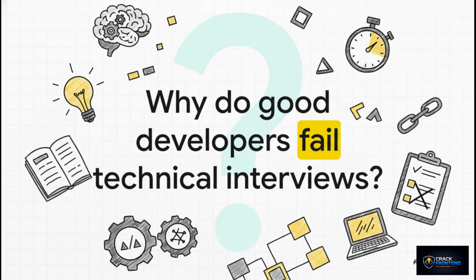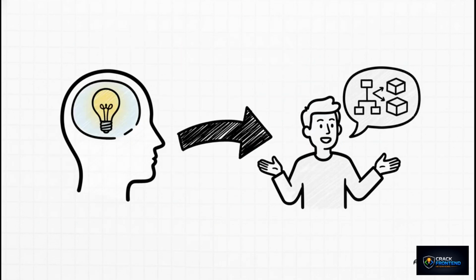So let's start with a question I think we've all asked ourselves at some point. Why do really smart, capable developers, people who know their stuff, sometimes completely bomb a technical interview? You've built the apps, you've solved the problems, so what gives? Well, here's the secret, and it's simpler than you think. It's not just about what you know. It's about how you explain what you know. It's about showing your thought process, your deeper understanding of the why. That's the real game changer.